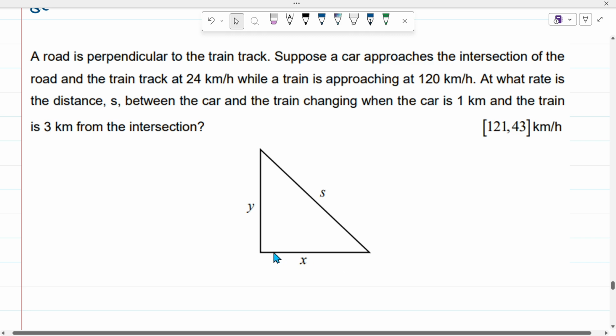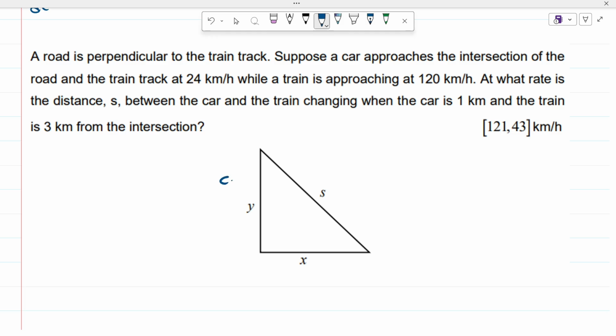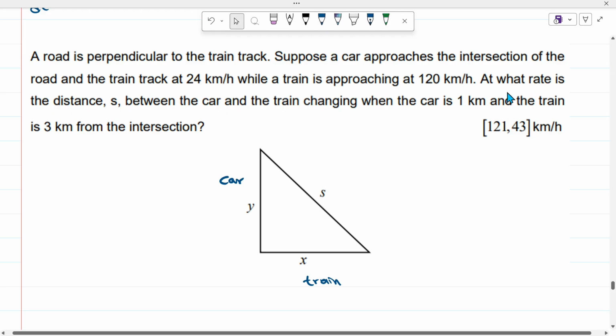So we can regard x as our train track and the road of the car as our y here. So that means this is where the car is. So this means this is where the car is on this other side, and this is where our train track is. Okay, so what else did they say? They say that at what rate is the distance s between the car and the train changing when the car is 1 kilometer and the train is 3 kilometers from the intersection.